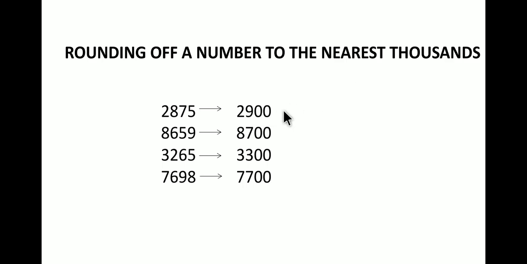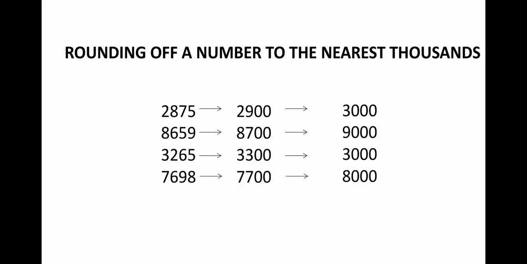So 2900 is very close to 3000, because 9 will contribute 1, so 2 becomes 3. Similarly 7 will contribute 1, so 8700 becomes 9000. 3 is less than 5, so it won't contribute any value to this number 3, so it is close to 3000 itself. 7 is more than 5, so that will contribute 1 over here, so 7700 becomes closer to 8000. So this is rounding off a number to the nearest thousands.